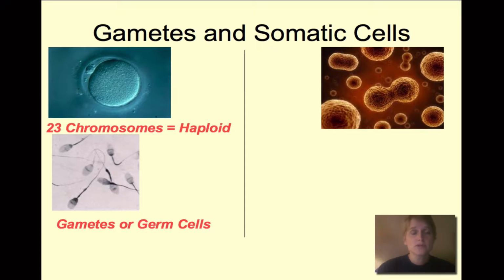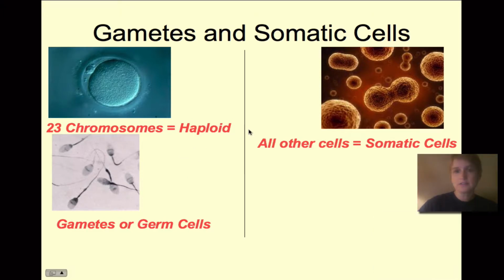Now, a really important aspect of these is that they each have 23 chromosomes. So an egg cell has 23 chromosomes inside of it, and a sperm cell has 23 chromosomes inside of it. This is considered haploid, and sometimes we indicate this with 1N. That means it has one set of chromosomes. And I'm using 23 because I'm speaking about human egg and sperm cells. Not every organism has 23 chromosomes in their gametes.